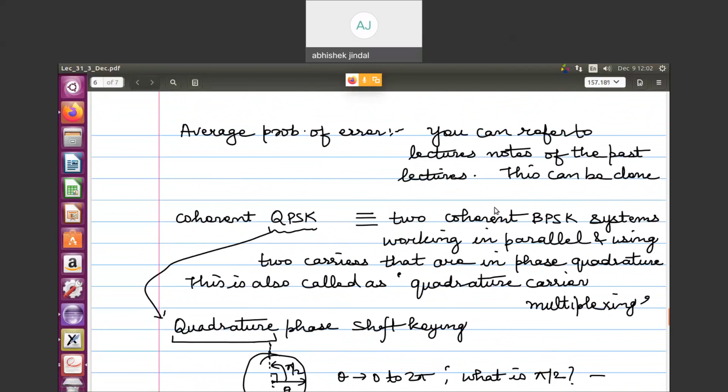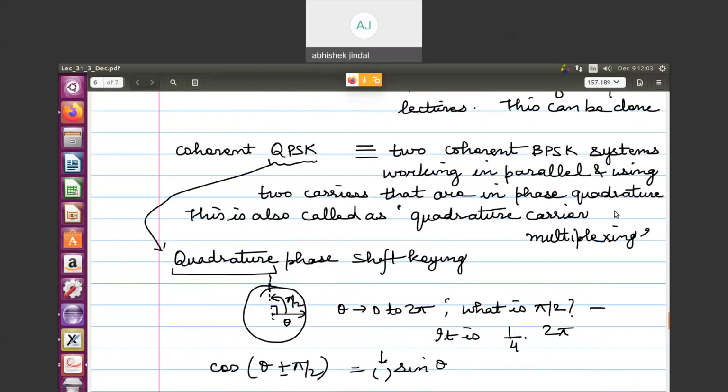Now, coherent word, we know that it means that at the transmitter as well as at the receiver, the carrier is of the exact same frequency and same phase. So that is called a coherent system, where the carriers are well synchronized. The benefit is that at the receiver you can do a correlation of the received signal with the carrier, generate its projection on the signal space, and then build a decision logic on that.